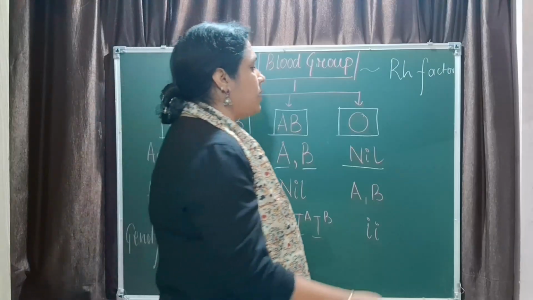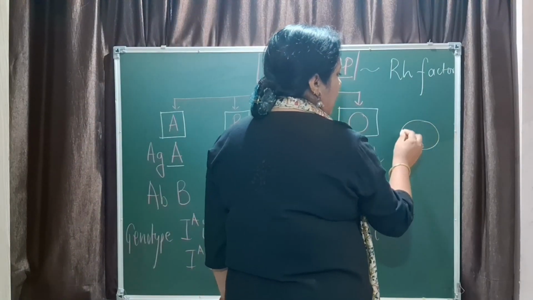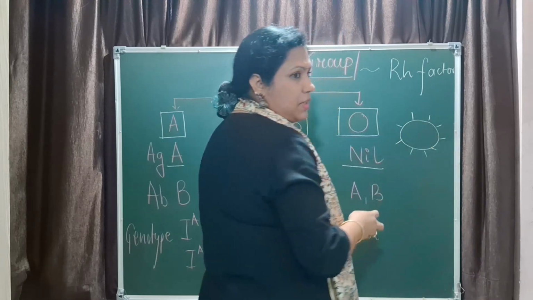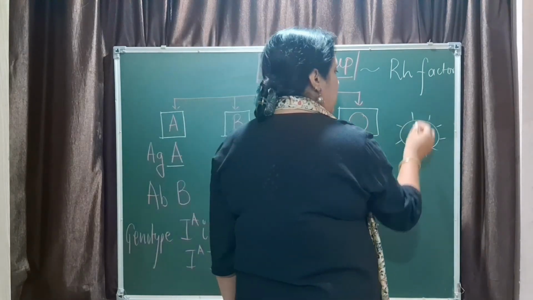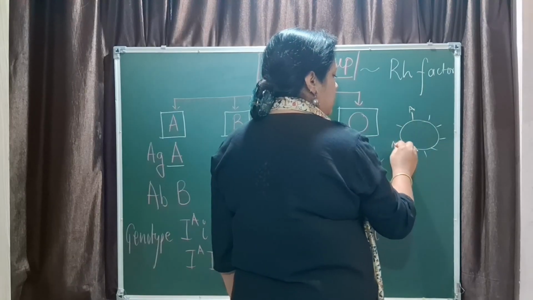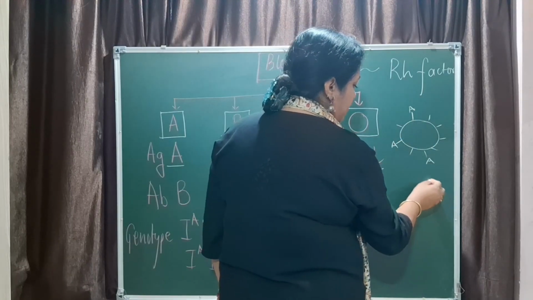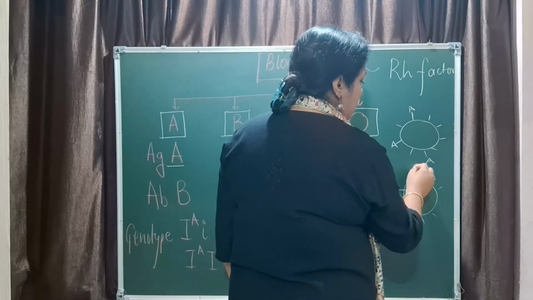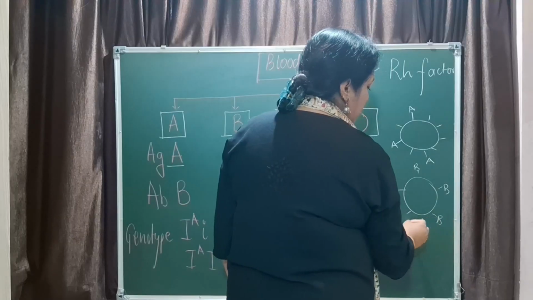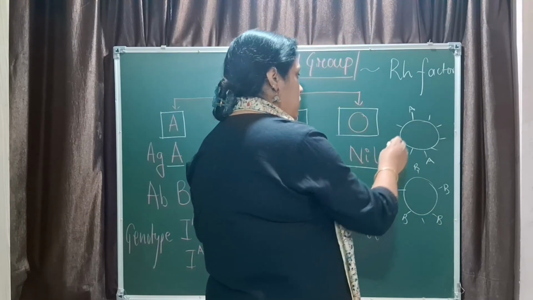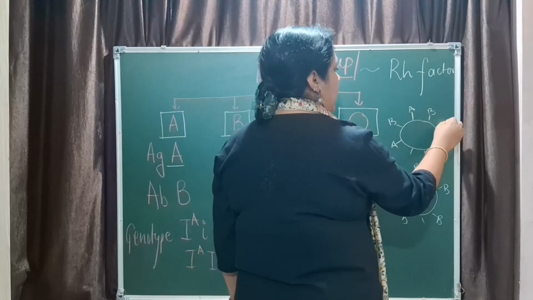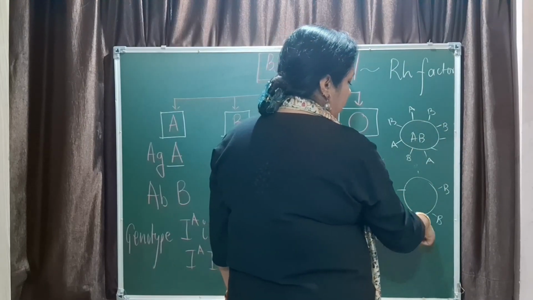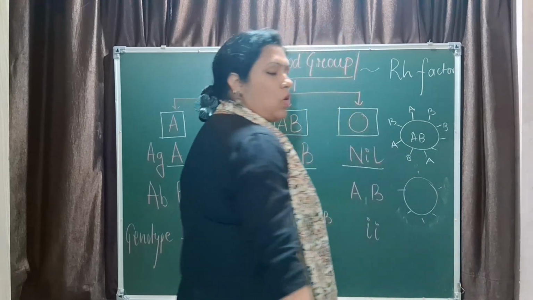What is antigen? Your RBC has some kind of proteins present on its surface, which are called antigens. So if there is A antigen present, the blood group is said to be A. If the blood group contains B antigen, the blood group is said to be B. If the blood group contains both A and B antigen, it is said to be AB. And if it contains no antigen, then the blood group is said to be O.